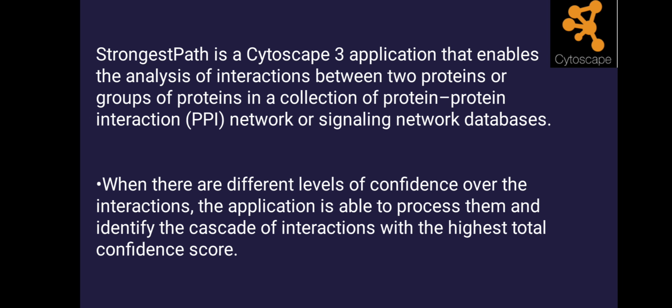البروتين interaction ده application في السايتوسكيب software enables us to analyze the interaction between two proteins or a group of proteins in a collection of protein-protein interaction networks or signaling networks database. When there are different levels of confidence over the interaction, the application is able to process them and identify the cascade of interactions with the highest total confidence score.